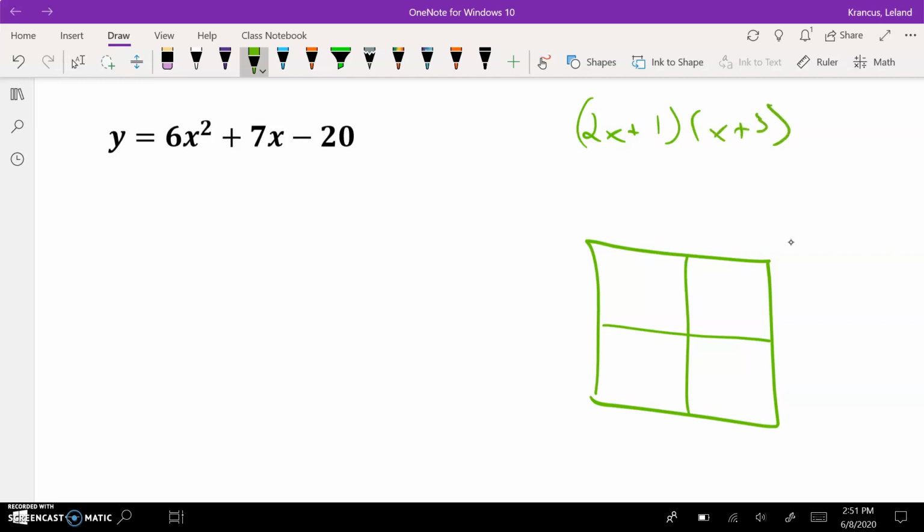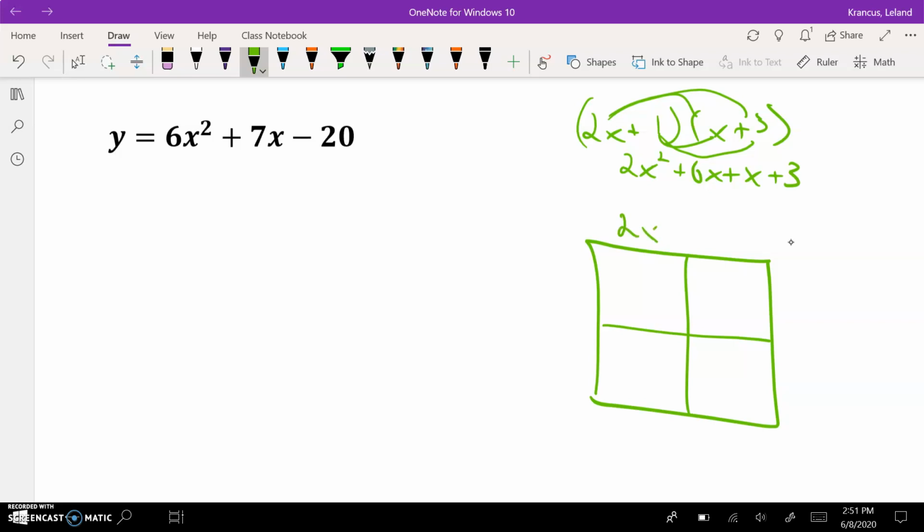So we know we could use FOIL, and we end up with 2x squared. And that would be plus 7x, because you've got plus 6x plus 1x plus 3. So that's using the FOIL method. I was using that strategy in my head. You could also use your box model to do this.